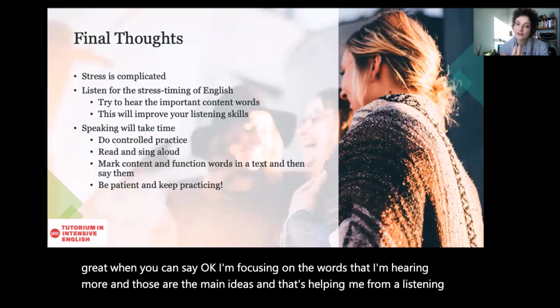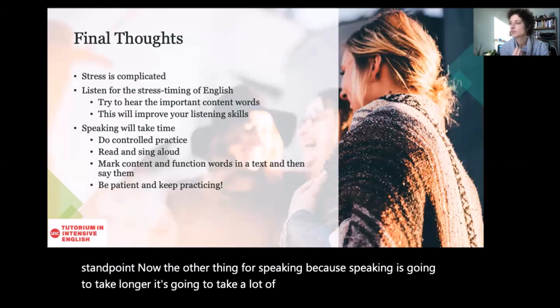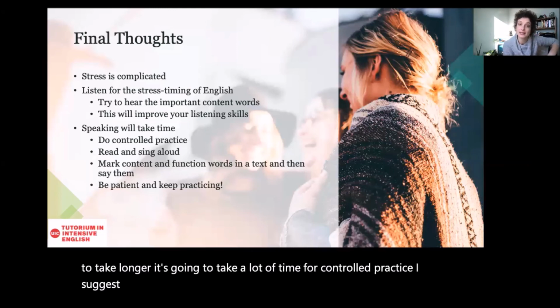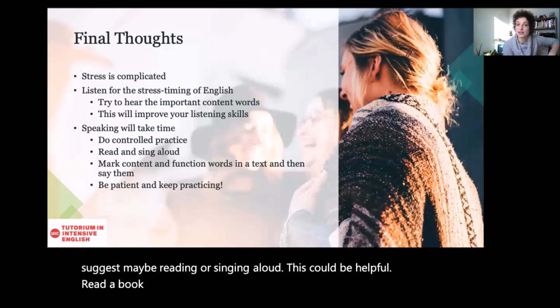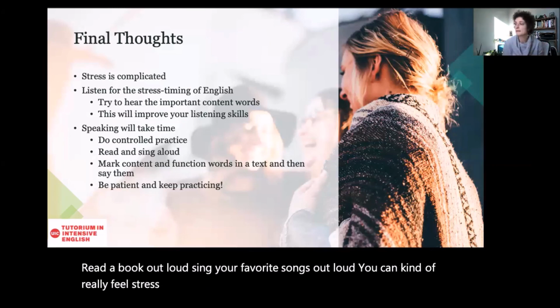Now, the other thing for speaking, because speaking is going to take longer, it's going to take a lot of time. For controlled practice, I suggest maybe reading or singing aloud. This can be helpful. Read a book out loud, sing your favorite songs out loud. You can really feel stress in song lyrics.